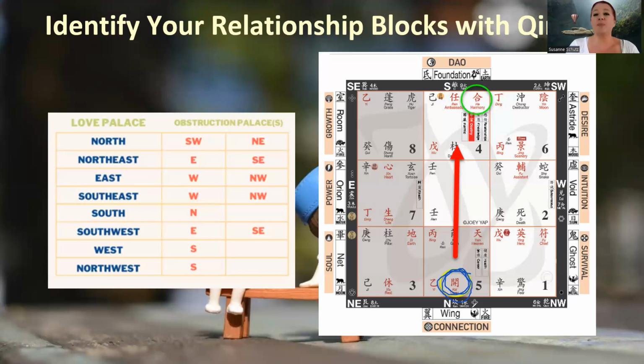Now, if it happens to be the rest door that is in your obstruction palace, then very often there's a bit of a conflict between your family and your partner. Maybe your family doesn't like your partner, or maybe the family culture is completely different. Maybe you come from a particular societal or cultural background that is completely different from your partner's, and that can lead to a conflict.